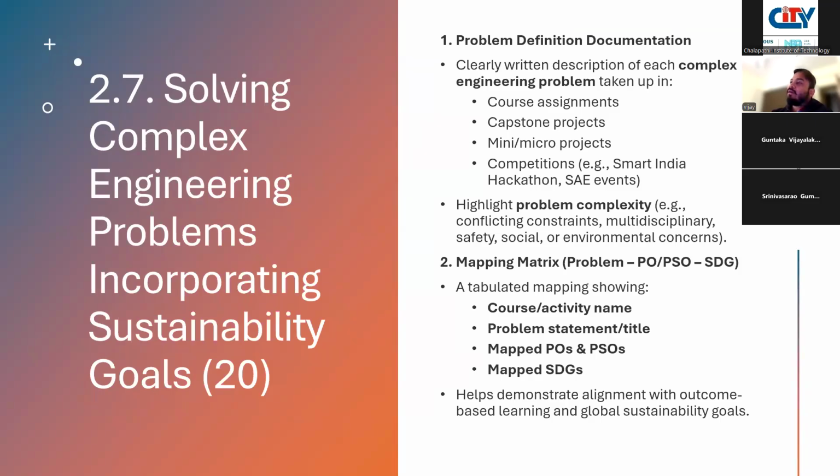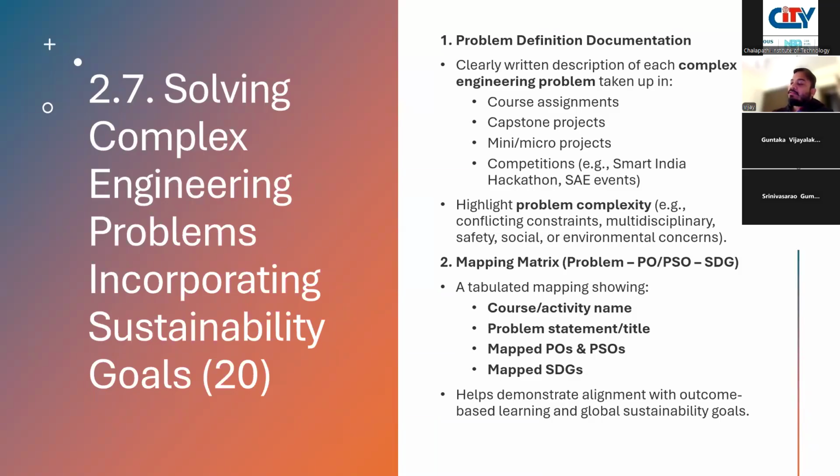So whenever you go to a hackathon, a smartathon, or whatever professional events your student is participating in, the problem that they are going to solve, say for a 24-hour hackathon or 48-hour hackathon, those are complex engineering problems which do not have a solution readily available. They have to dig deep, dive deep, and then do the analysis and come out with a solution. So the documentary evidence of such has to be maintained.